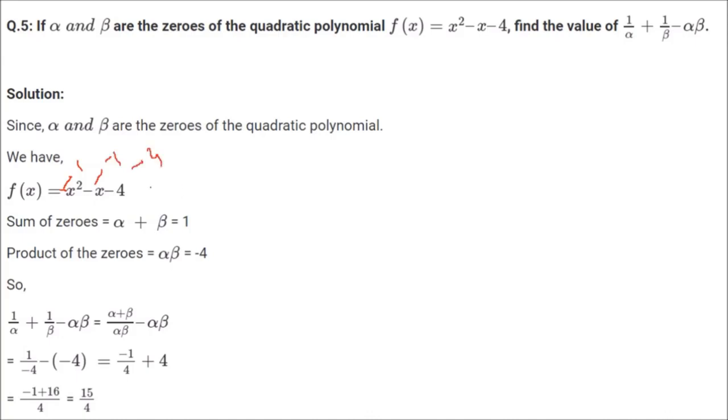So alpha plus beta will be equal to minus B by A. So minus of minus 1 by 1, that is 1. Alpha into beta is C by A, so minus 4 by 1, so minus 4. 1 by alpha plus 1 by beta will be beta plus alpha by alpha beta. So alpha into beta has to be put as minus 4, put minus 4 here also, alpha plus beta is 1, so put 1 here. This will be 1 by minus 4, minus of minus 4. So you get a plus here and the solution will be 15 by 4.